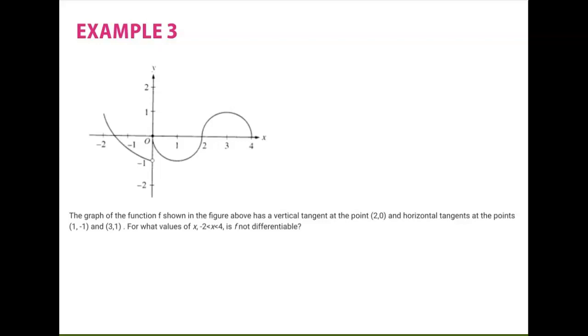All right. So it says this graph has a vertical tangent at the point (2, 0). So here. And horizontal tangents at the points (1, -1) and (3, 1). For what values on the interval -2 to 4 is f not differentiable? So what x values is this function not differentiable? Last thing.